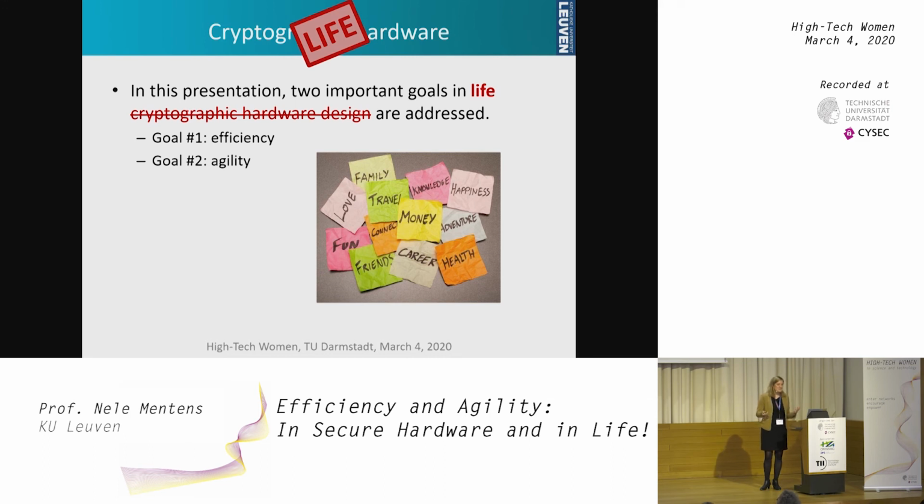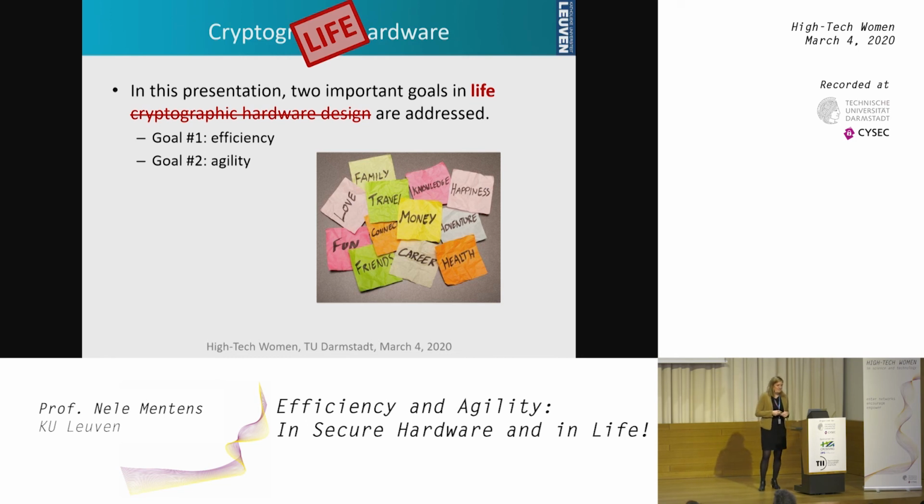Efficiency and agility are also very important in life, because everybody has priorities or things that you want to do in life, and it's always hard to combine, and you only have a limited amount of time, so you need to be efficient to be able to do what you like, to be happy. You need to be agile because life changes. You have many phases in life. Things can change very suddenly, so you need to be able to adapt.